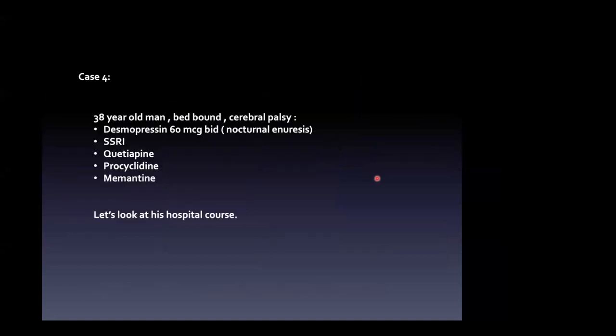Now, this was a case I saw about 2 months ago, an unfortunate case of a 38-year-old patient who was bedbound, who had cerebral palsy. He was given desmopressin 60 micrograms twice a day, which was double the dose. And the reason they doubled the dose was the patient kind of had breakthrough aneurysms for the cerebral palsy. So the mom decided to double the dose and gave him 60 micrograms. And just look at the course of this patient.